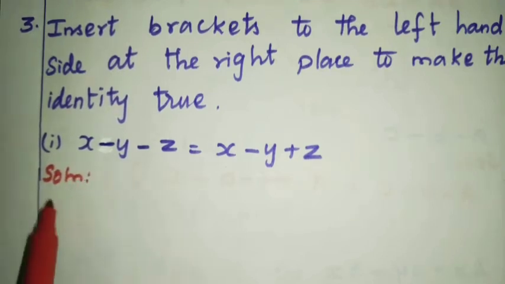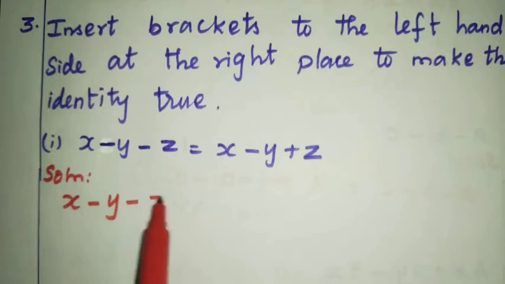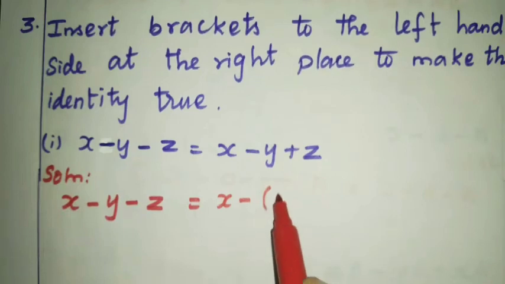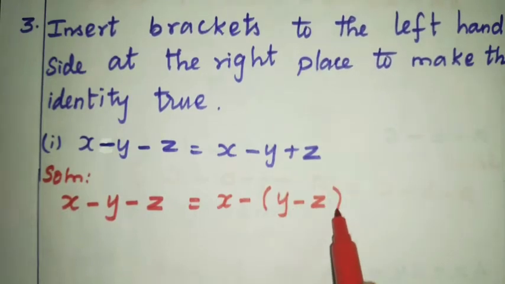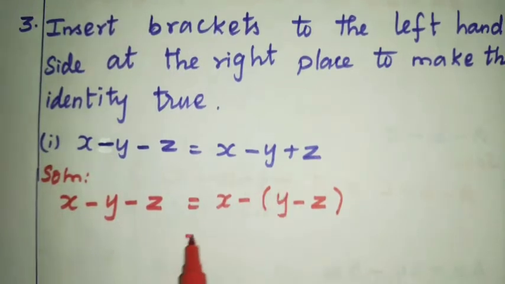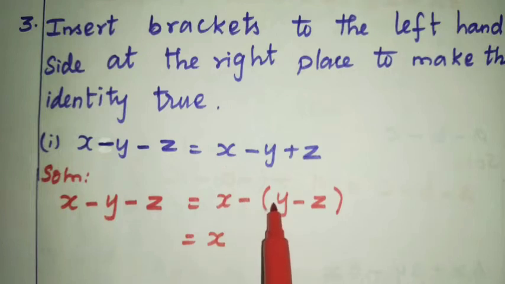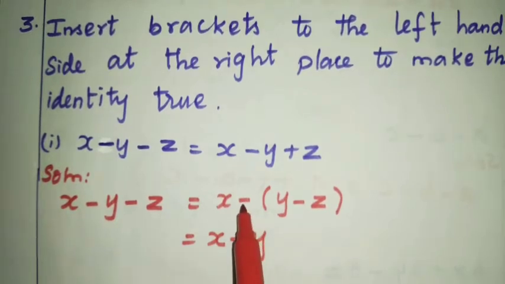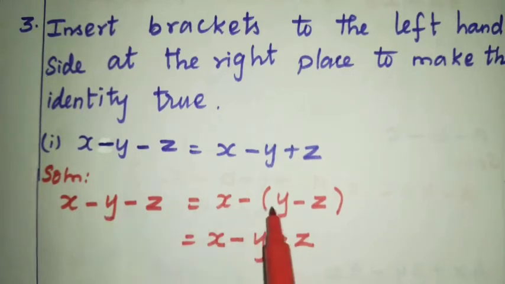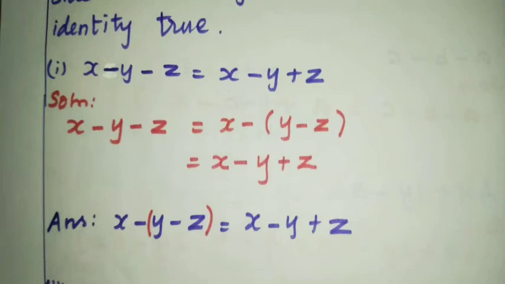That is solution. First check LHS. X minus y minus z, which is equal to x minus, enclose the second and third term. Whatever it is, you have to enclose the second and third term. Next, remove the brackets. That is x minus into plus is minus y, minus into minus plus z. So we get the RHS is x minus y plus z. So here enclose the second and third term is the correct answer. Here comes the answer.